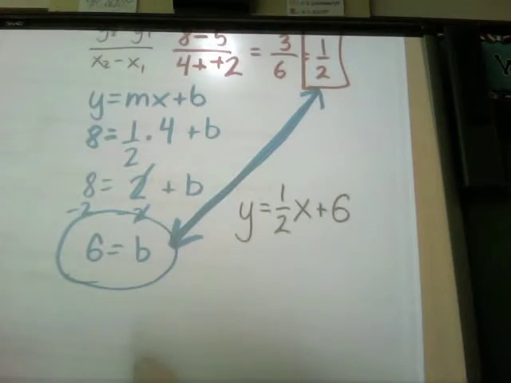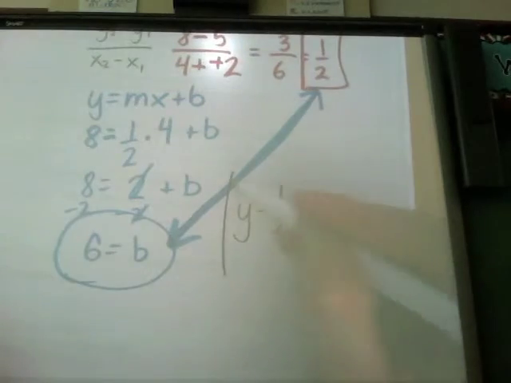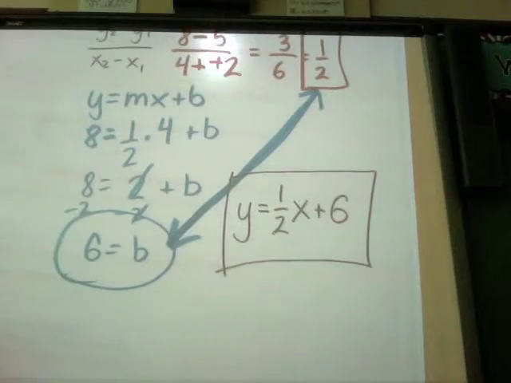That's all. All of your answers should end up looking something like this: y equals some number x plus or minus another number. And that's it.